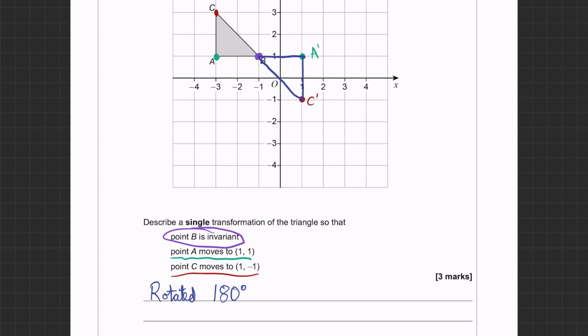But where is it rotated around? Well, we can say it's by this point here. So about, you can say around, but about's more correct. About point B. I'm just going to write point B, which is -1, 1. And that will get you your 3 marks.